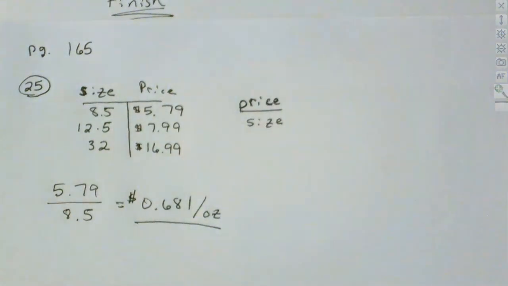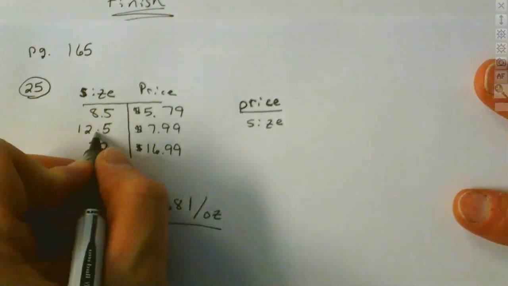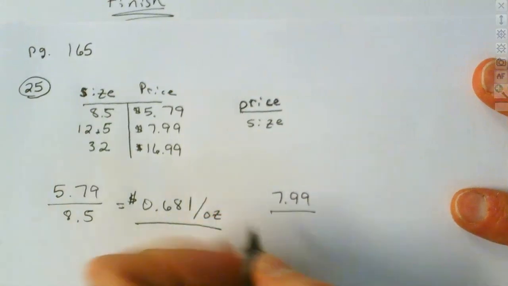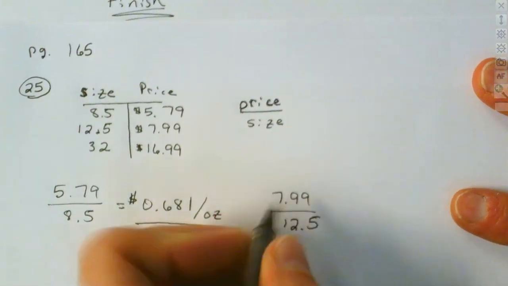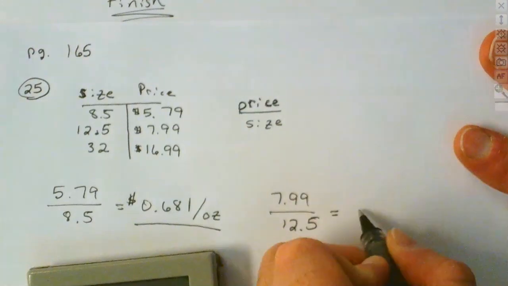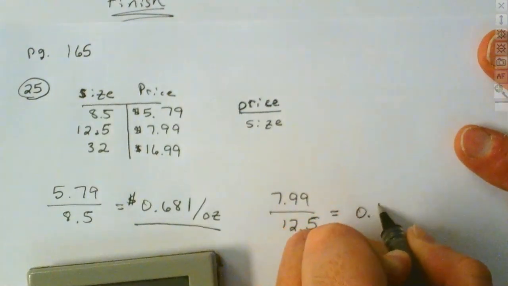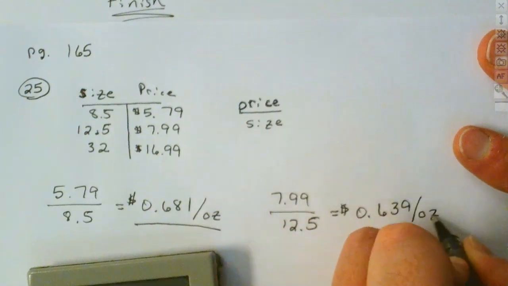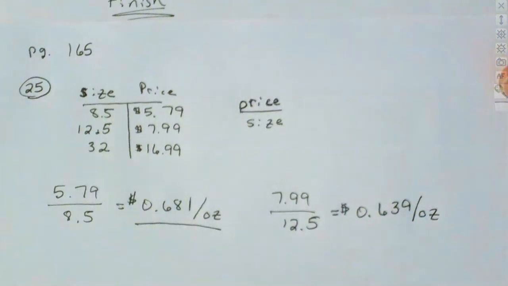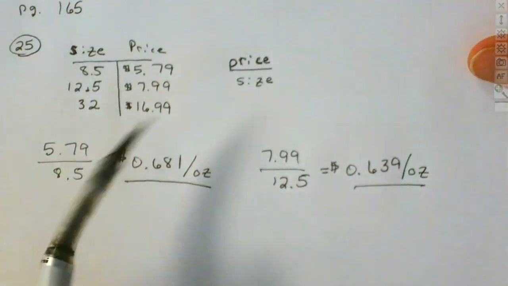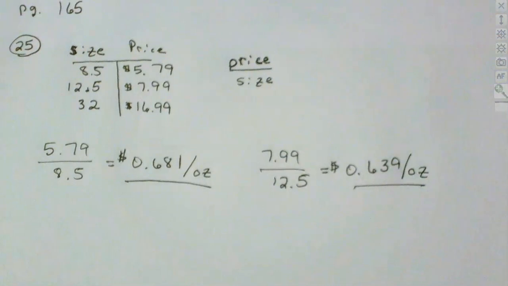Let's look at that container that has 12.5 ounces. So we've got $7.99. We're going to divide that by the 12.5. And what does that give me per ounce? $7.99 divided by 12.5. Okay, that comes out to be 0.639 if we round. And that's per ounce. So that one's almost 64 cents an ounce. So this one would be a little bit better buy than the last one, right? Not by much, but it's a little bit cheaper.